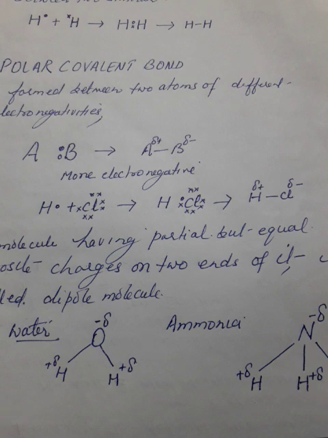Here chlorine is more electronegative, and B is also more electronegative. So the shared pair of electrons is shifted towards chlorine, away from hydrogen, and in your first case towards B and away from A. Due to this, a partial negative charge is developed over it, and this type of bond is known as a polar covalent bond. Ammonia, hydrogen chloride and water are all examples of polar covalent compounds.